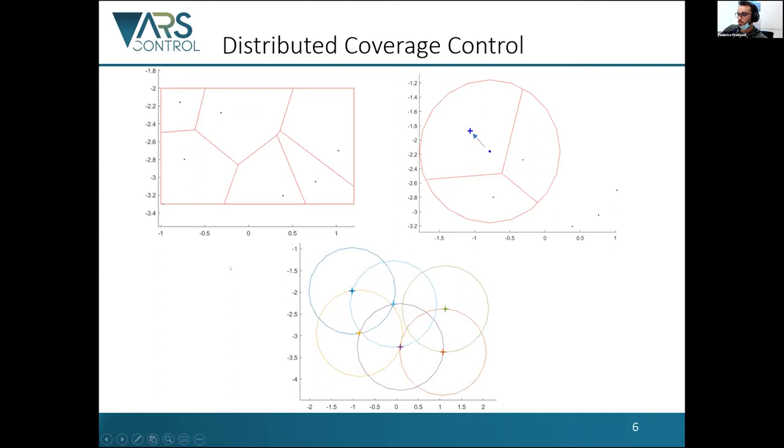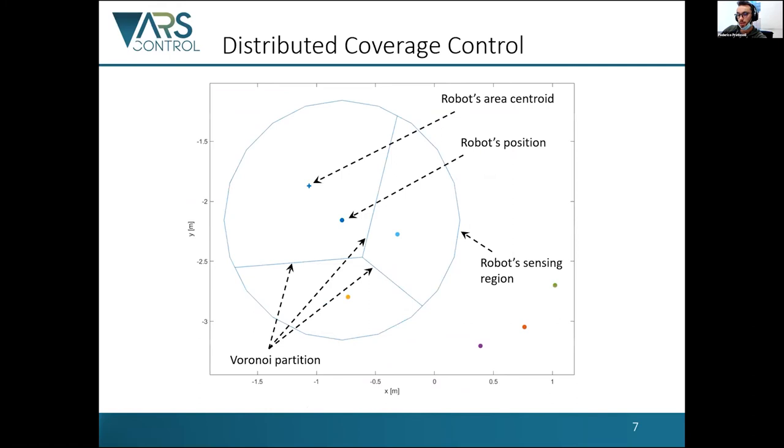I'm going to show a matrix simulation that better shows this concept. And just to have some map of the features of the images, the dark blue dot is the considered robot, the lines show the Voronoi partitioning and the limiting sensing range, and the other dots are the other robots.